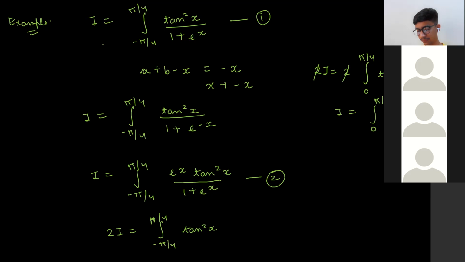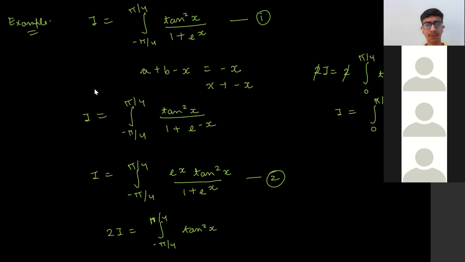Minus 1 plus sec square x. Yeah, minus 1 plus sec square x, and then solve the integral further. One second. I'm getting minus 1 plus sec square x. So now I just put the pi by 4 and get the answer, right?